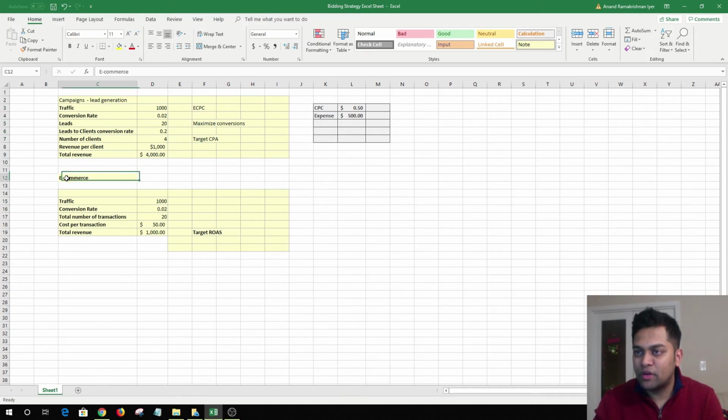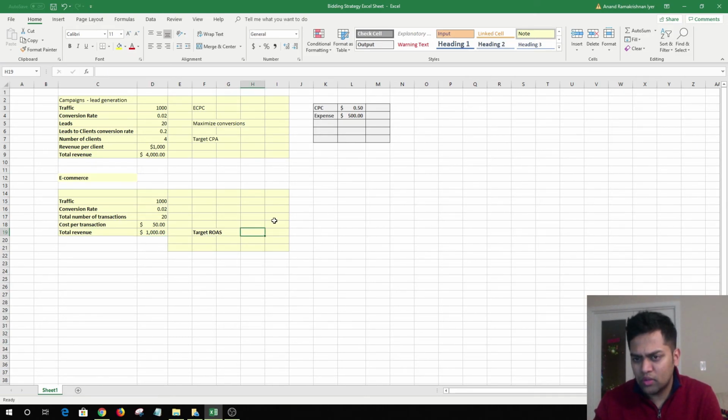And finally, I have an example for e-commerce. Now again, the logic is the same. Let's say you are getting like 1,000 visitors and your conversion rate is 2%. So the total number of transactions or product sales is 20, and let's say your average order value is $50, then you will make $1,000 in revenue. So you spend $500 but you got $1,000. So your target return on ad spend is 200%. Yep, that's right. So your target return on ad spend is 200%. So that's the number that you will enter when you select target return on ad spend as your bidding strategy.